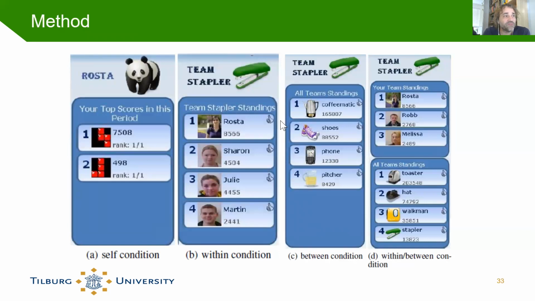So you see here team stapler, so you don't have an individual score, but you only see that you have to play against other teams. And here you are a part of a team, but you see, okay, this is the people I play with or against. And this is just individual play.